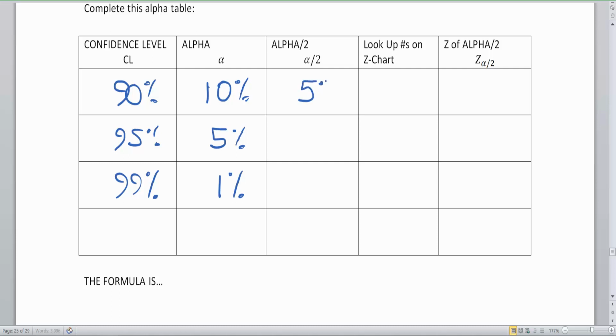So this is going to be 5%. Dividing this by 2 is pretty straightforward. It gets a little bit trickier with some of these numbers here, because this is going to be 2.5%, and then this is going to be 0.5%.